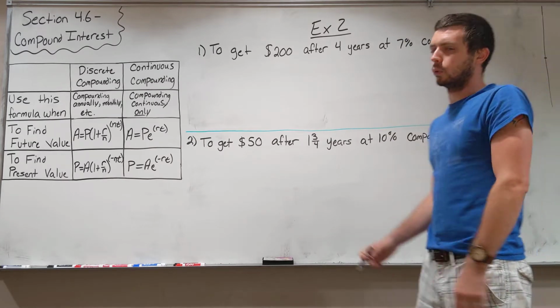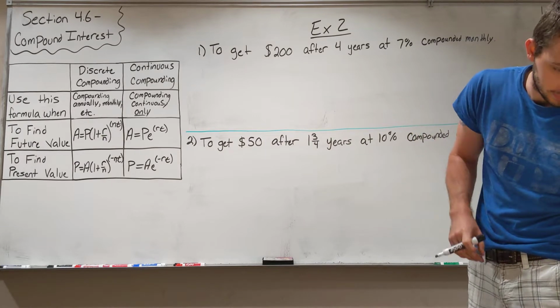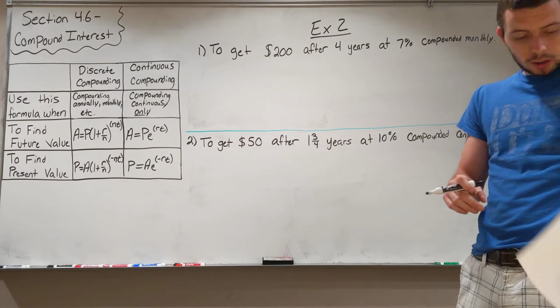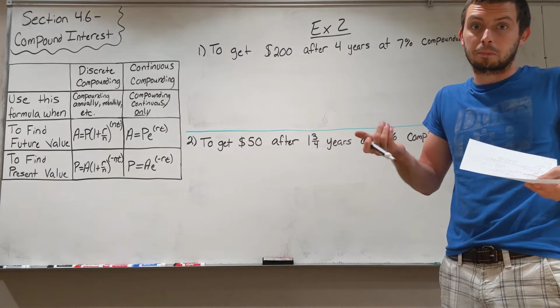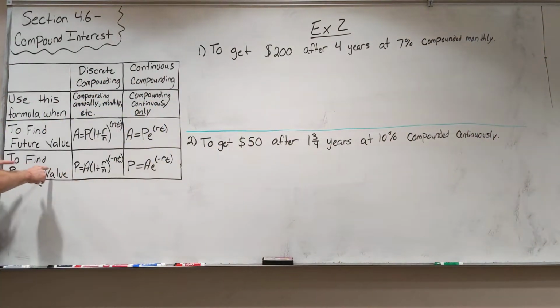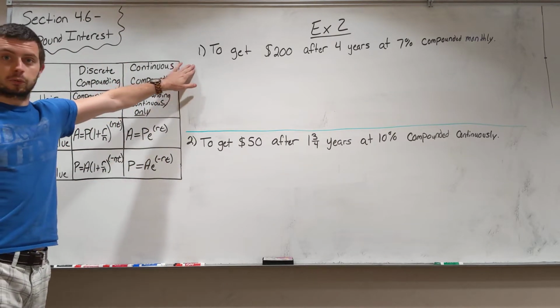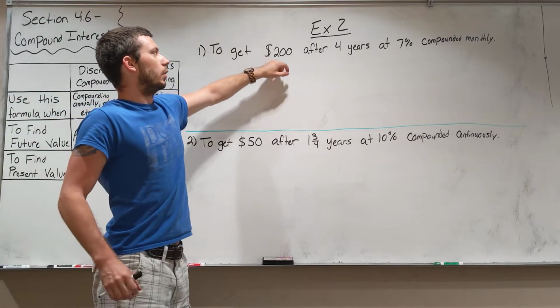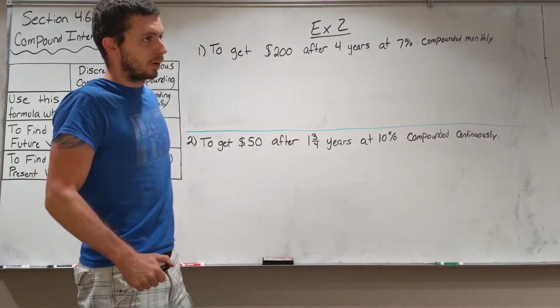Now we move on to types of problems that involve solving for the principal, or the present value. Even in the basis of the example, it says find the principal needed. So it is telling you to find P in this case. We're going to be focusing on formulas in this row right here because we're looking for present values. Keep that in mind as we go through these. So the first one from example 2: to get $200 after 4 years, 7% compounded monthly.